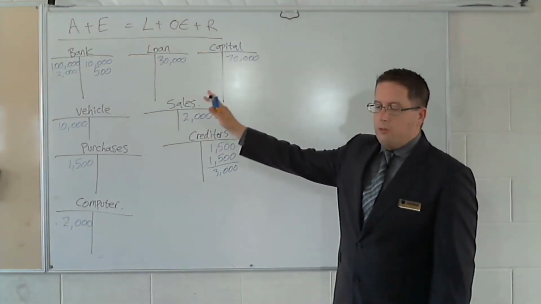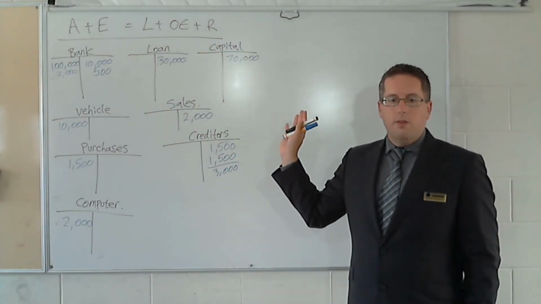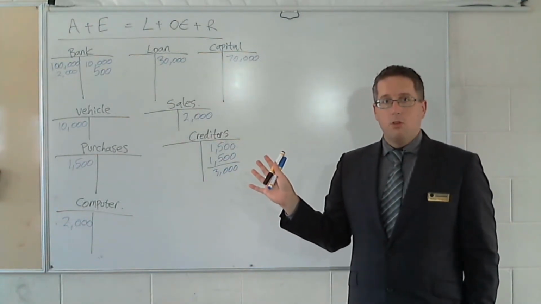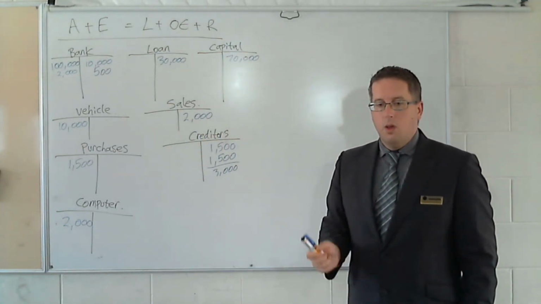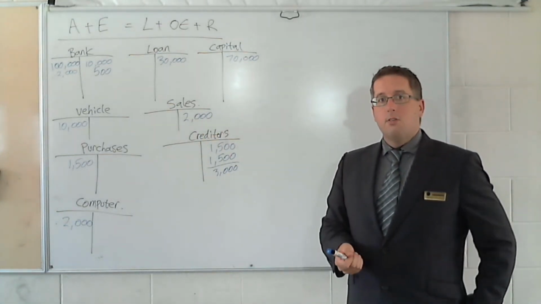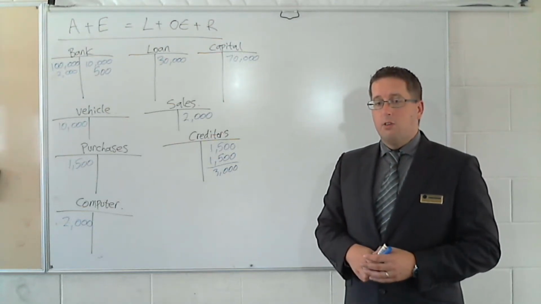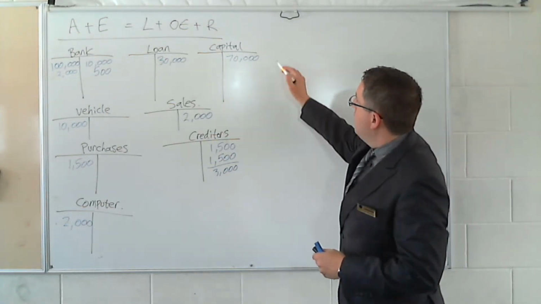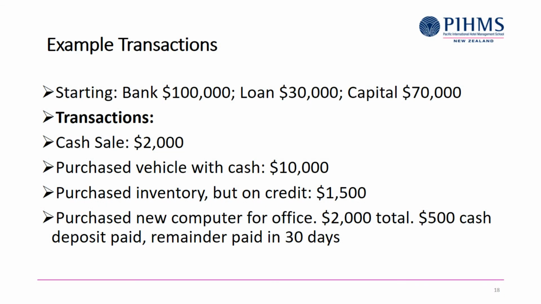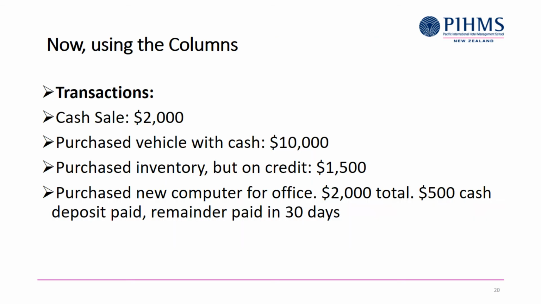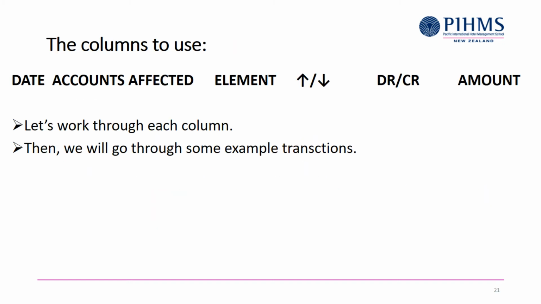Now this is recording it in what's called T accounts. Now this is sometimes a bit hard for people to get started, but this is what's happening to each individual account. What we're going to show you next is how I'd like you to start when analysing a transaction. And that's actually using some different columns. So instead of using T accounts, we can now actually just use various columns to record those details. So the columns to use are these.